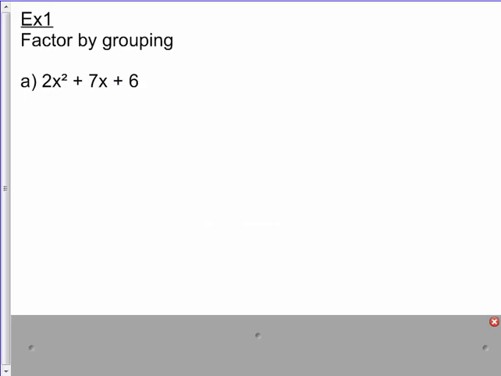So in example 1, if we recall factor by grouping, we're going to multiply our first and last terms together here, 2x squared and 6, our squared term and our constant term. We get 12x squared. And what we're trying to do is figure out what two numbers multiply to 12x squared and add to 7x.